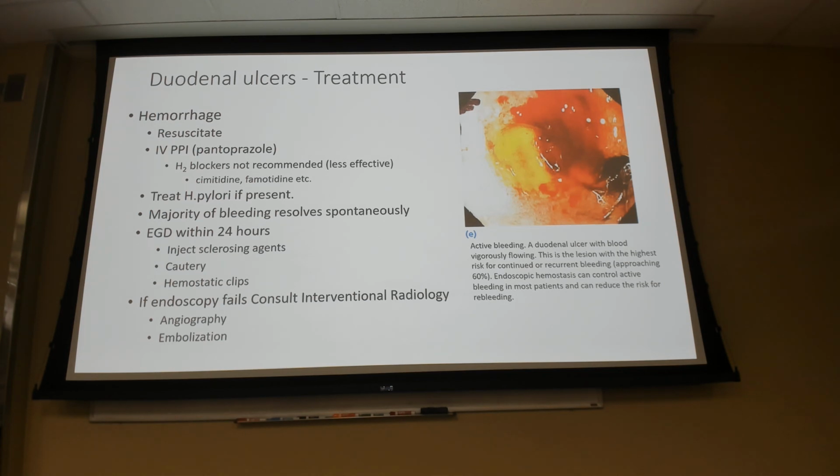And then, once we have them stable, we'll usually refer them for an EGD, and they can do cautery, they can do clips, they can do sclerosing agents to help with that bleeding. But first we have to stabilize them, and then if all of that fails, we move to interventional radiology, if your facility has it.